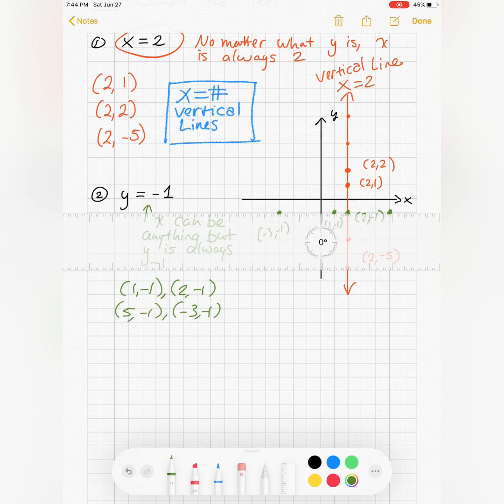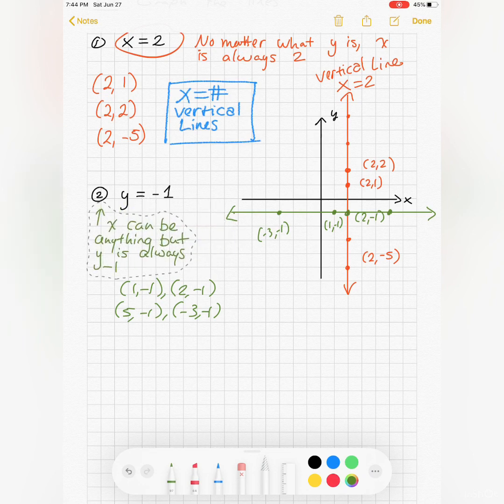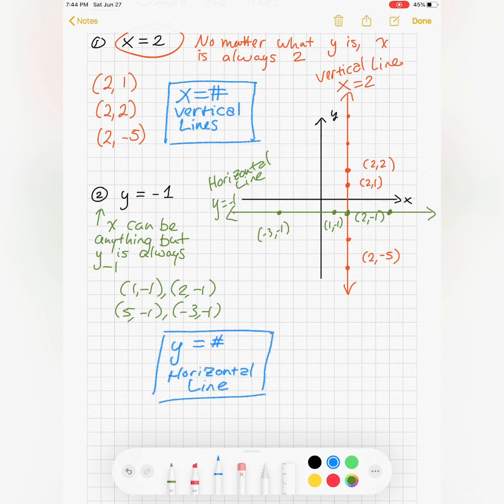So this is the other special kind of line. This guy's called a horizontal line. Okay. So y equals a number. That's a horizontal line. Flat, like looking across the horizon.